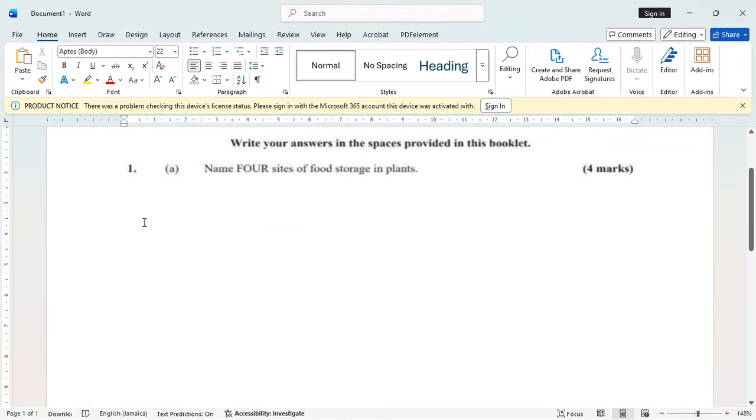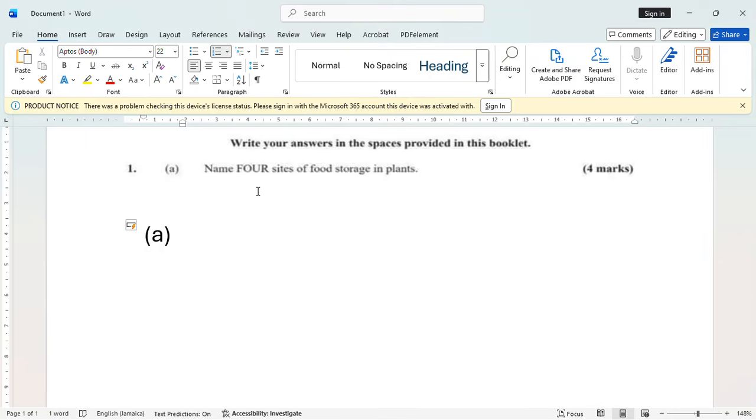All right. So it says name 4 sites of food storage in plants. So we think about food storage after the plants produce their food. What process? What's the process that plants make their food? Photosynthesis.